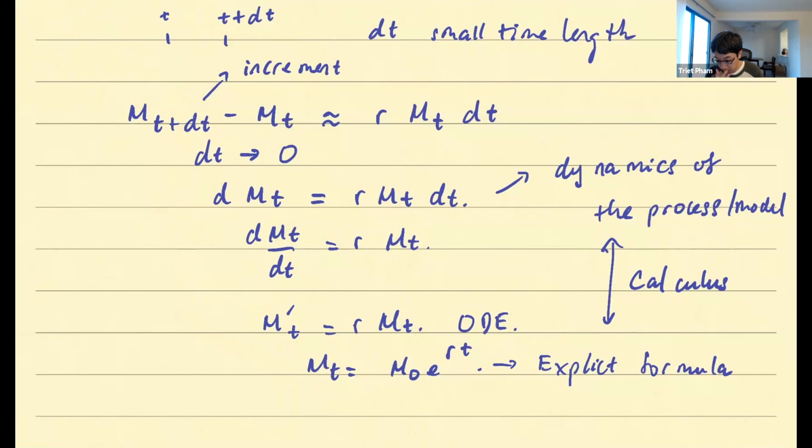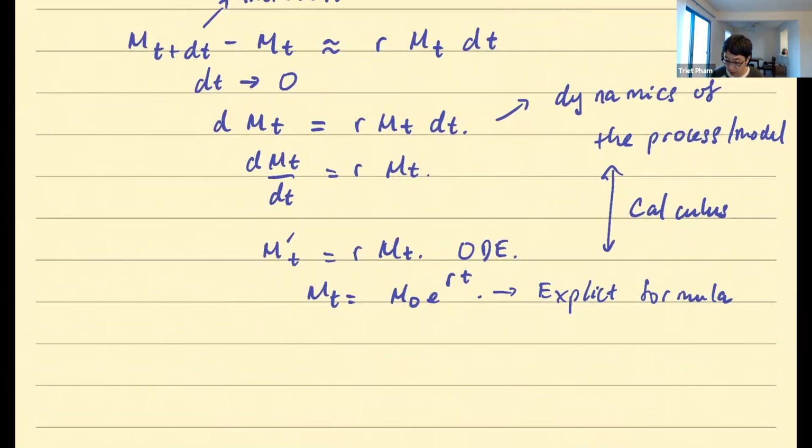So, one more way in our language that we can view the savings account or the money market account is this. This equation can be viewed another way as this: dM_t over M_t is r dt.